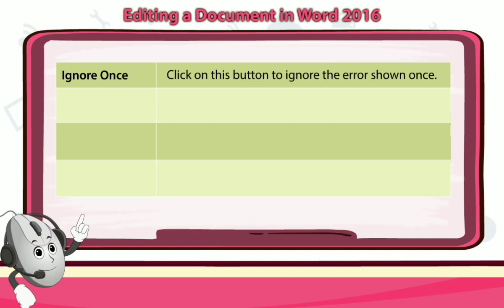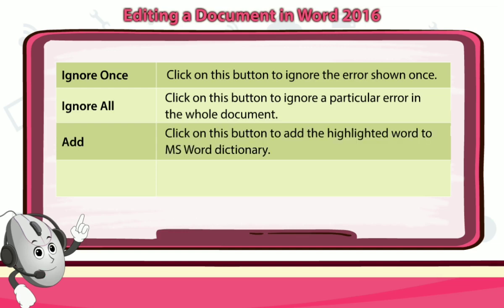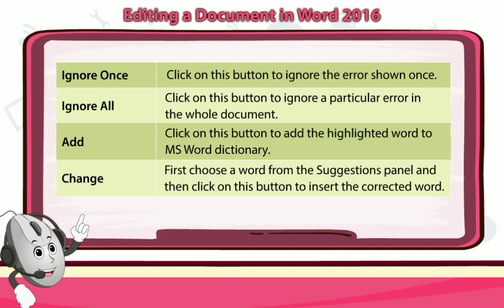Now ignore once means when there is some grammar mistake, you have to place your cursor within that word, and you get options like ignore once. This button ignores the error shown once. Ignore all. This button ignores the particular error in the whole document. Add. This button adds a highlighted word into the word dictionary. Suppose your name is there, so that is not a spelling, so at that time it will display the error.